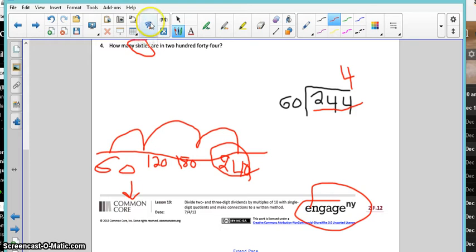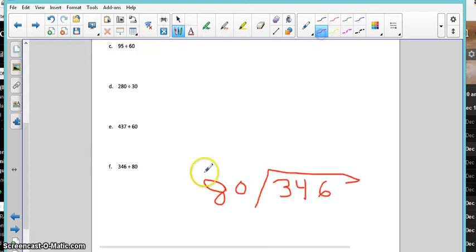Let's go back and do another one. Pause. How many 80s go into, I'm doing this one, 346? Well, what you really need to think about is how many 80s go into 340, or 8 into 34. We can't do 80 into these two numbers, so you have to go to all 3 of them. So it's kind of like the one we just did, if you think about it.